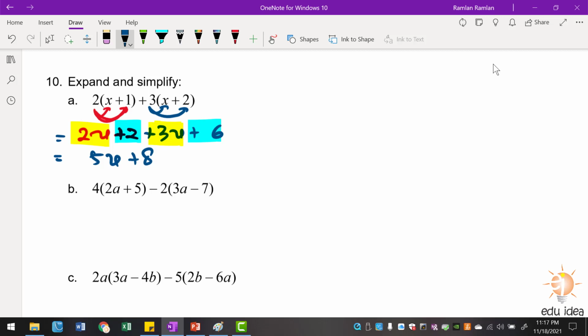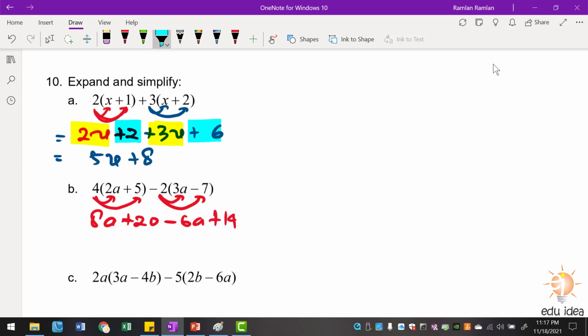Okay, so you do basically the same thing with this one, the b. The first one is we multiply this 4 with all of the terms inside. We have 4 times 2a becomes 8a, and then 4 times 5 equals 20. And then the next one is this one here, multiplied by this. Remember that this is minus 2, right? So you are multiplying minus 2 with 3a, so you will get minus 6a. And then this times this, and again guys, be very careful. This is minus 2 times minus 7, so negative times negative becomes positive. So it's positive 2 times 7 is equal to 14.